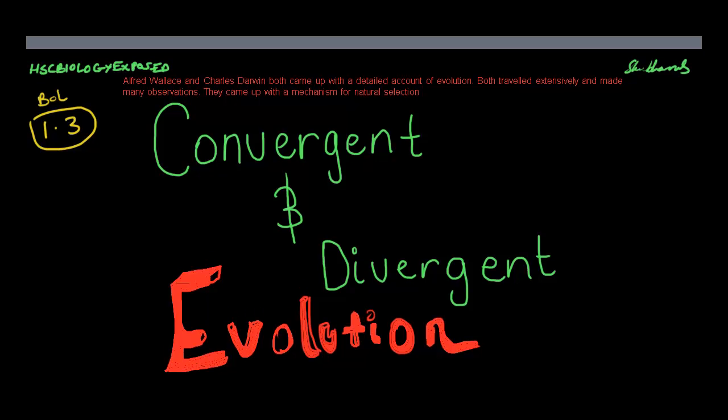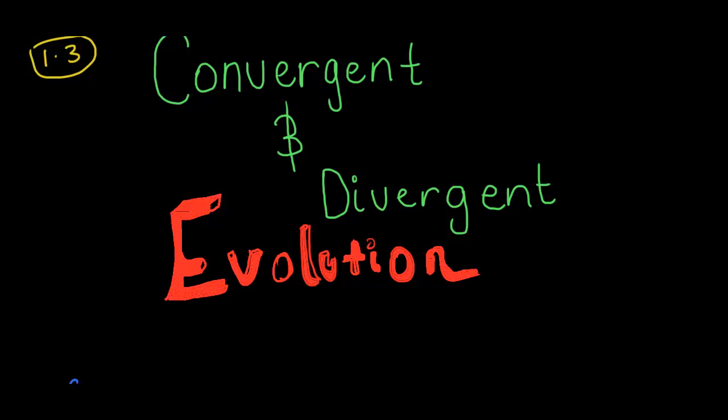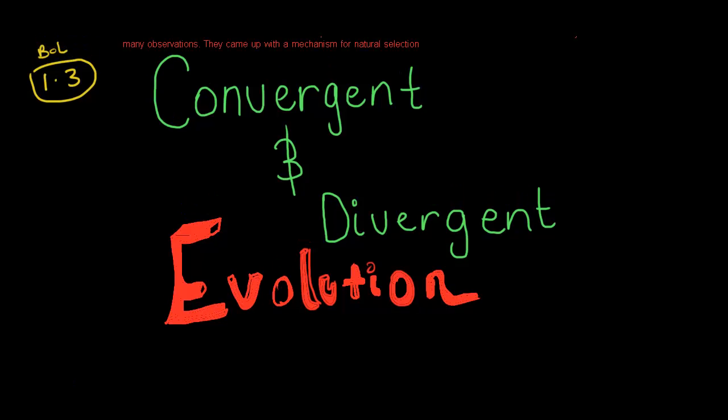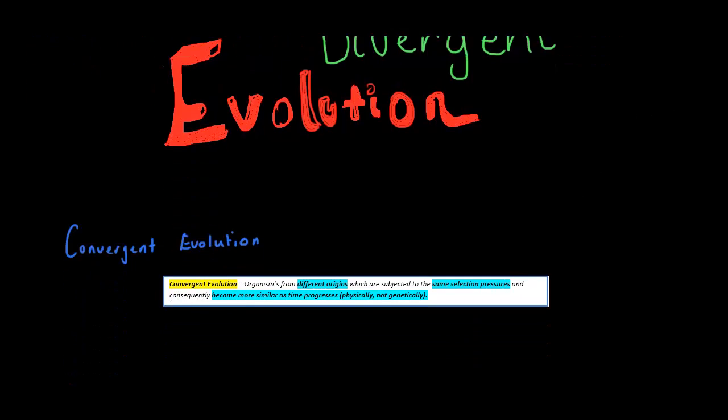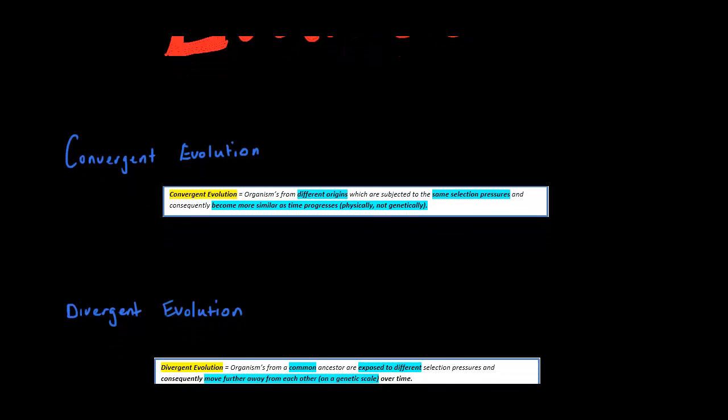Okay, so as a little start off, convergent and divergent evolution. What does that mean? Convergent is usually something that you associate to similar, and divergent something that's diverging, so different. So let's go into a little more detail on what they actually mean in this context. Convergent evolution is when organisms from different origins, which are subjected to the same selection pressures, consequently become more similar as time progresses, physically, not genetically.